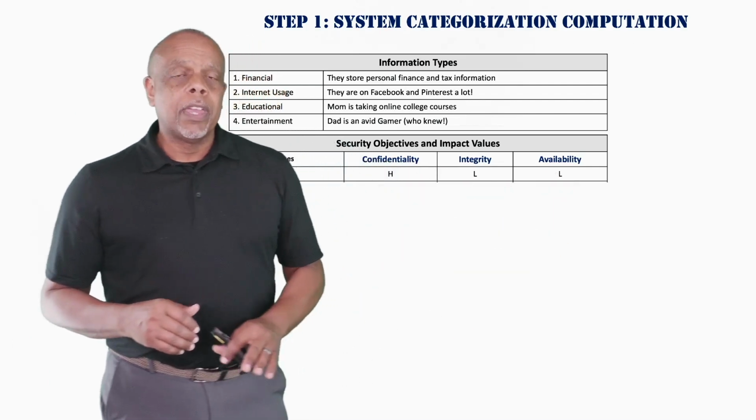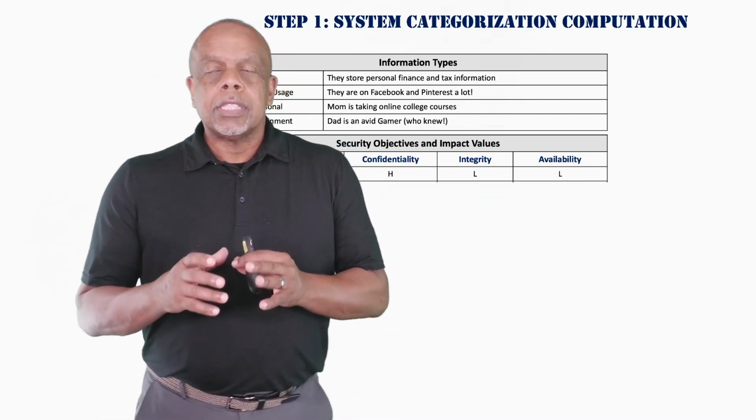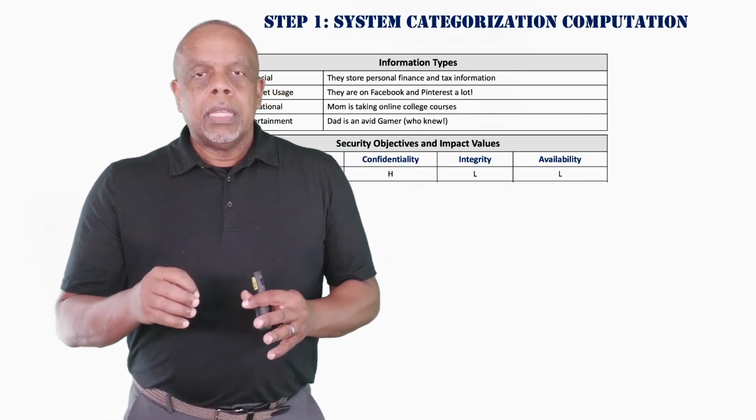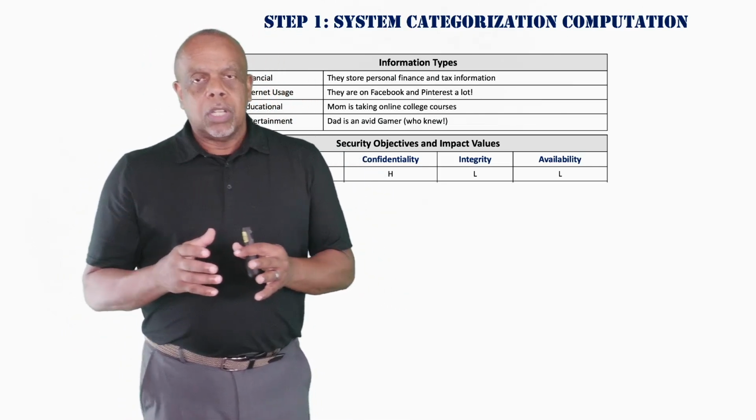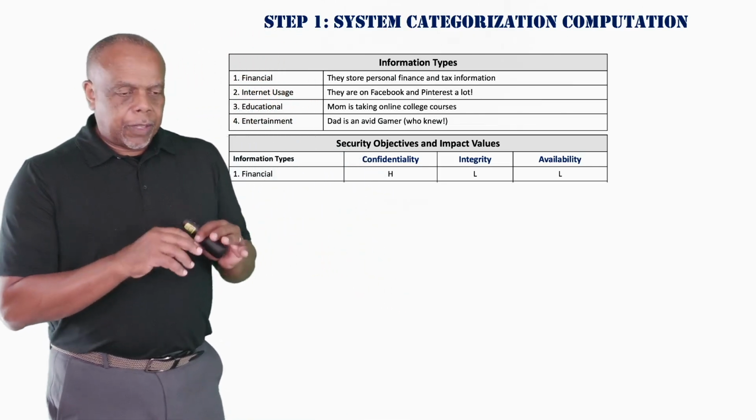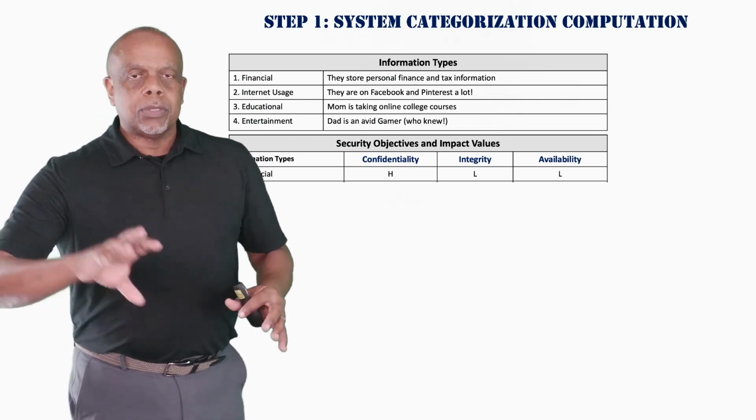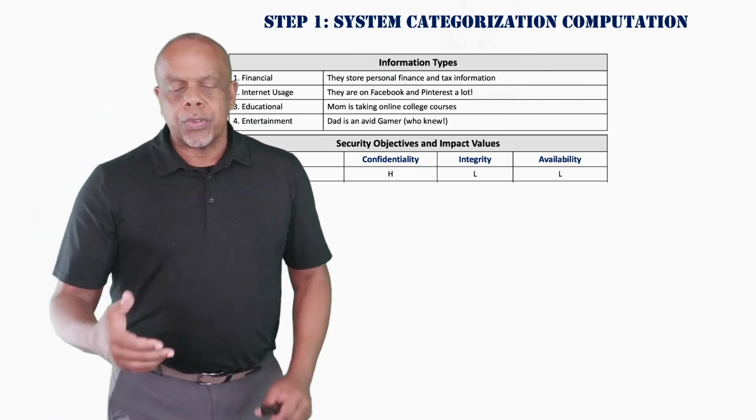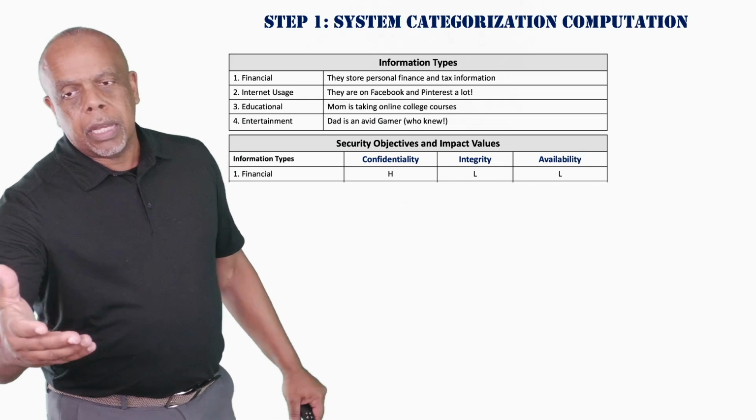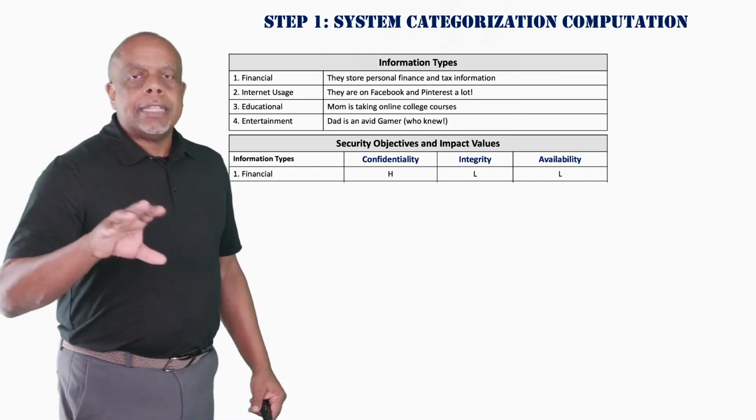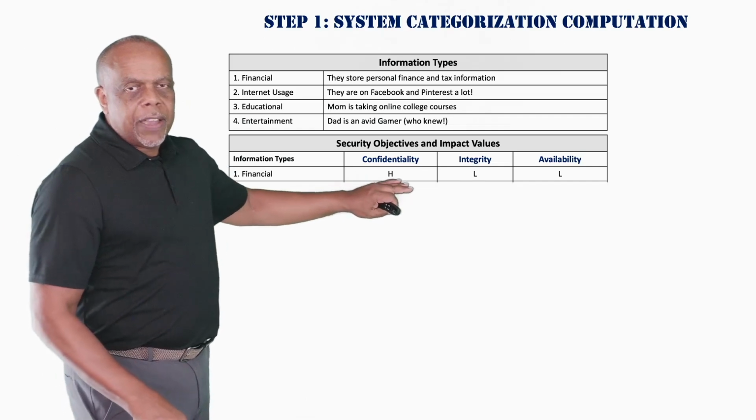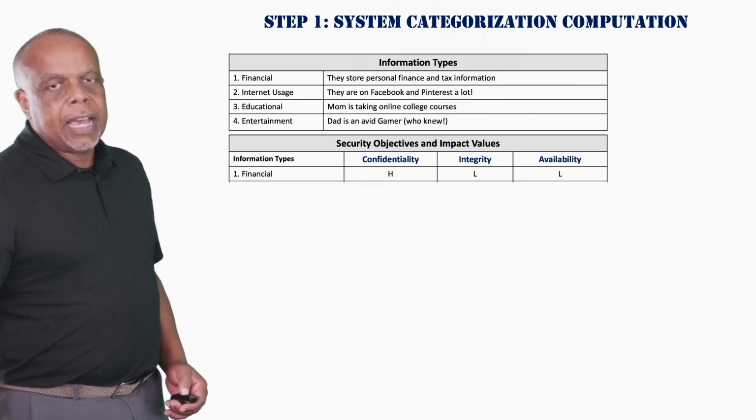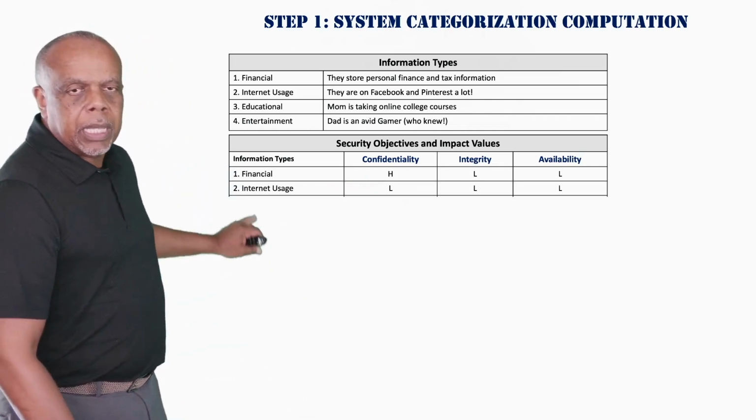Availability, when we say availability here, meaning that this isn't something they have to get to right away. So there are no time constraints. Therefore, the availability is low. After they finish their tax returns, they're able to store it on a file server, on a hard drive somewhere on their desktop, so they can get to it later on. But for their finance records, that is a high confidentiality. We want to be sure that's well protected.